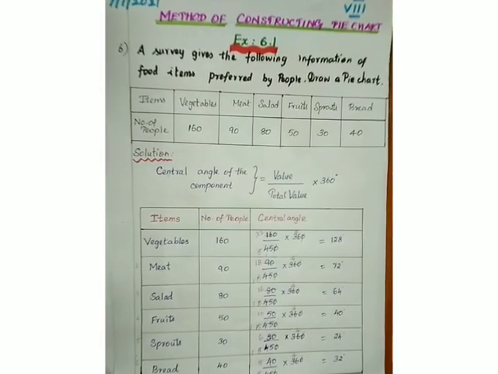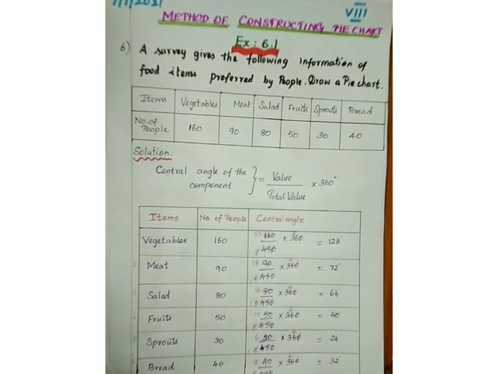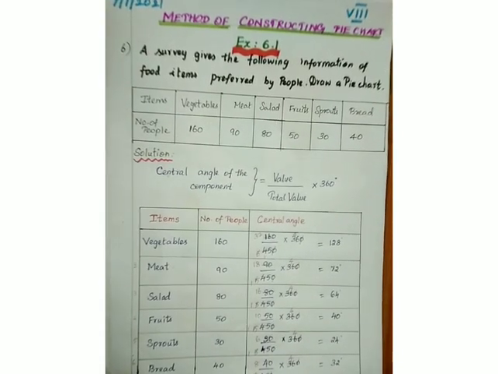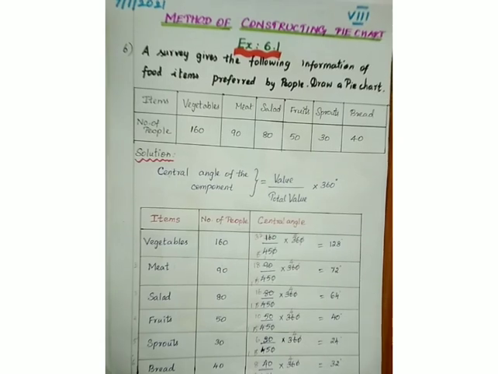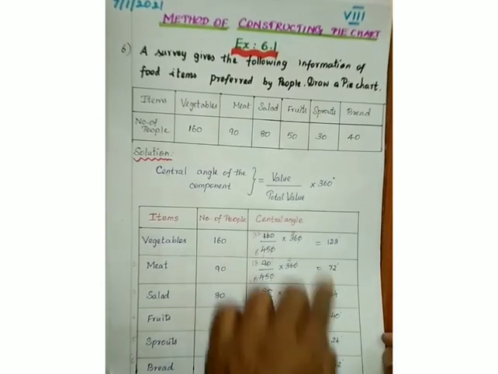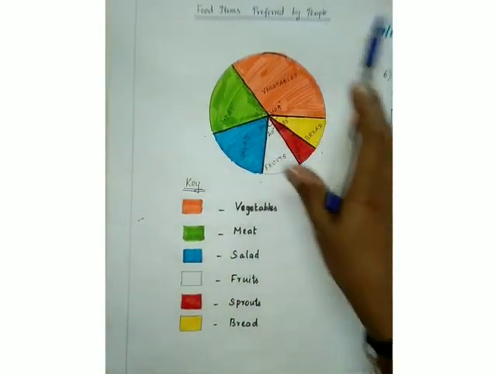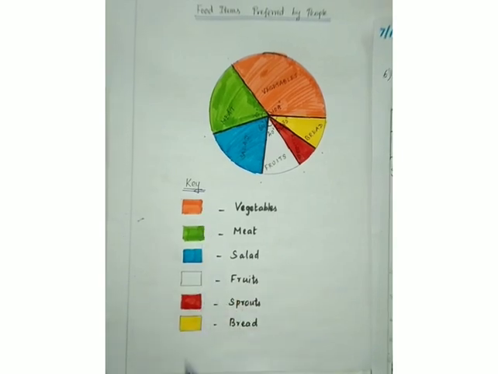The total should be 360 degree. If it is more than or less than 360 degree, you did something wrong. So check that. And then with the found values, we can draw the pie chart and give a heading for that. After drawing, you can mention the key.